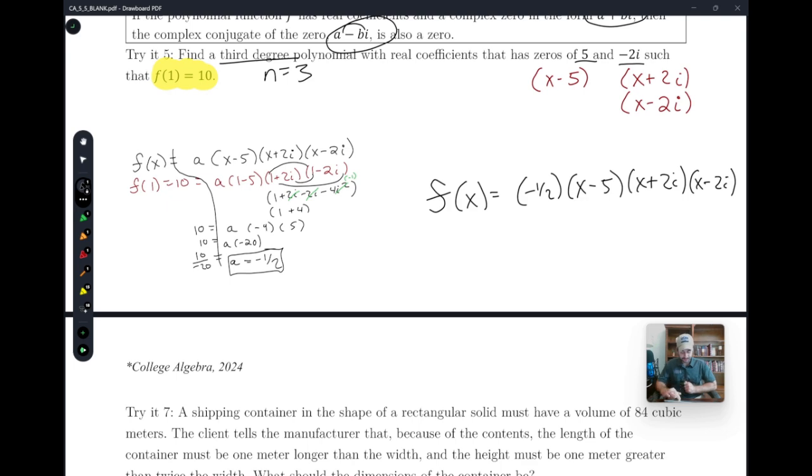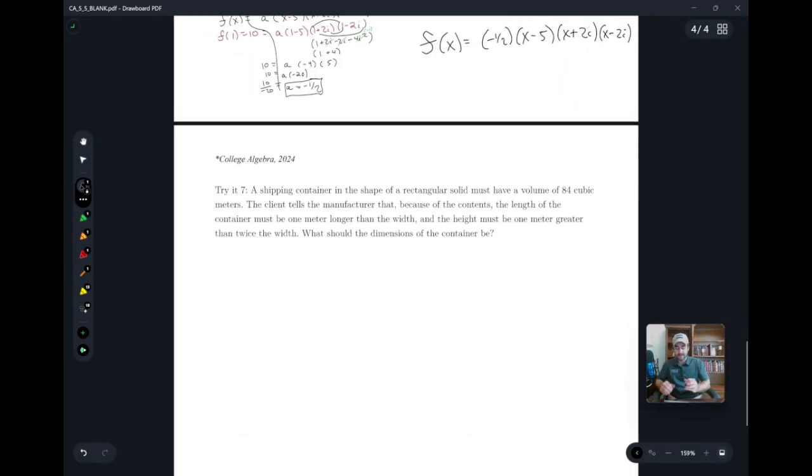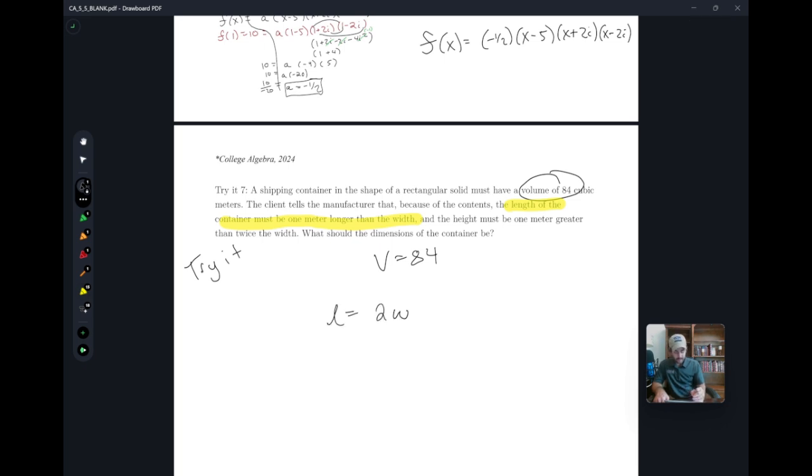All right. I'm going to leave Try It 7 for the sake of time for you to try on your own. It is just going to be synthetically dividing a couple of factors where they tell us. I'll set it up and then I'll let you work on it. So it says we've got a volume of 84. It says we've got a length. I'm going to highlight this. The length of the container must be 1 meter longer than the width. So the length equals 2w plus 1. The height must be 1 meter greater than twice the width.